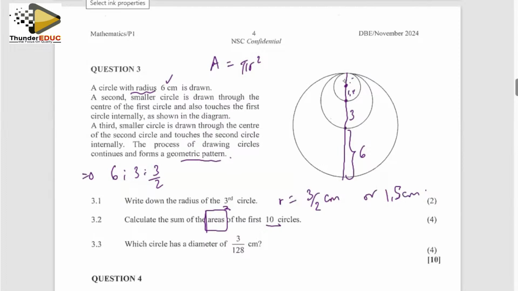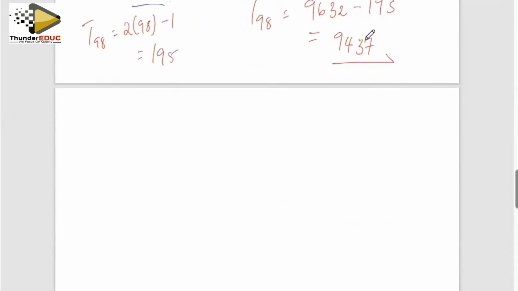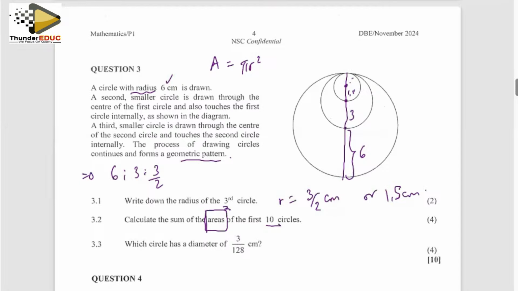So let me see the radius. We have 6, 3, and then 3 over 2. So 6, we have 3, and then 3 over 2. This question is 3.2.